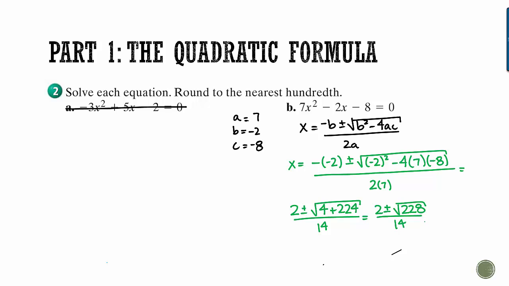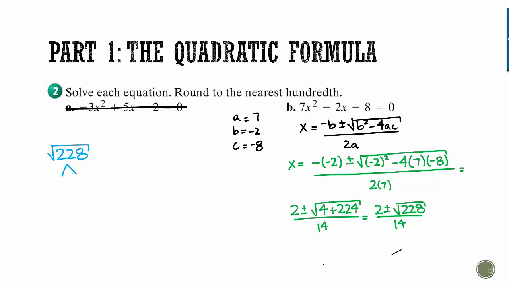And then we have to break this down. Now the square root of 228 is not a perfect square. It's 15.09 and so on. So think back to what we did with radicals. If I gave you 228, you should be able to break this down and find its squares.